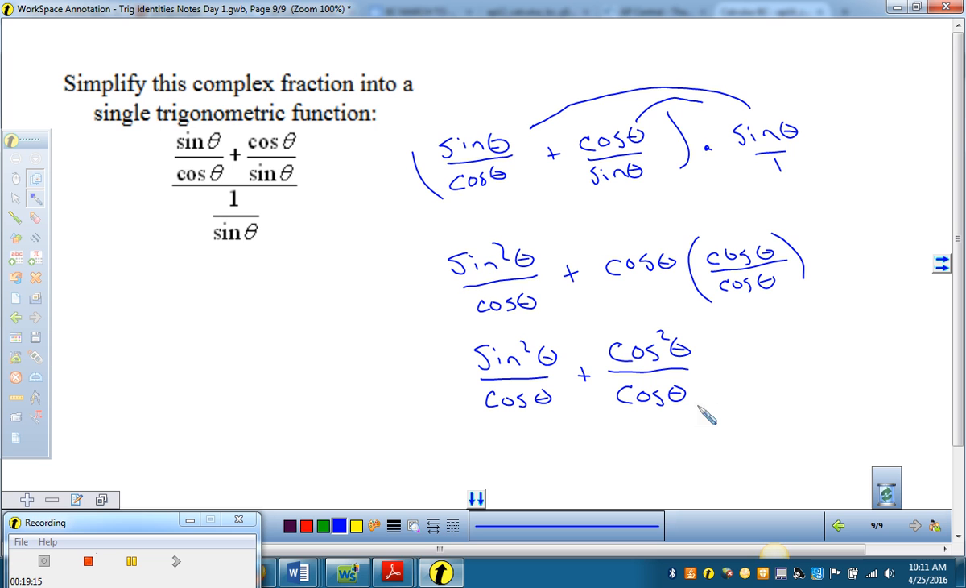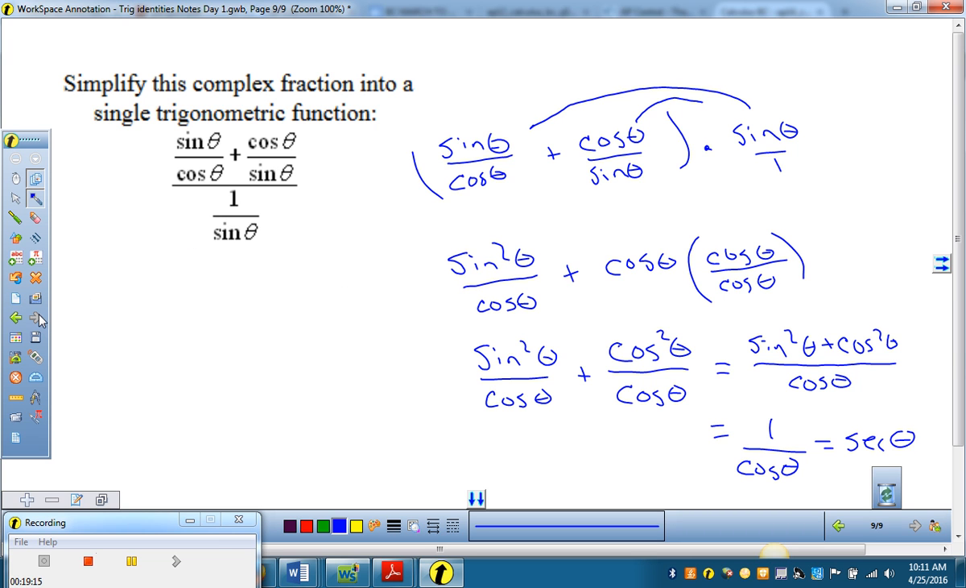Where's the 1? Only the top equals 1. So this is sine squared theta plus cosine squared theta all over cosine theta. And sine squared plus cosine squared is 1. So we have 1 over cosine, which is equal to secant theta. They're very important.